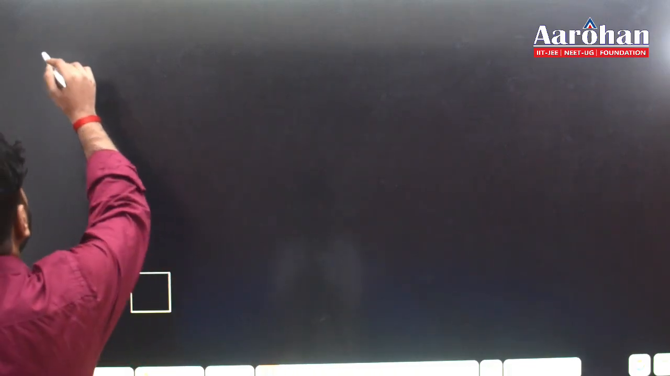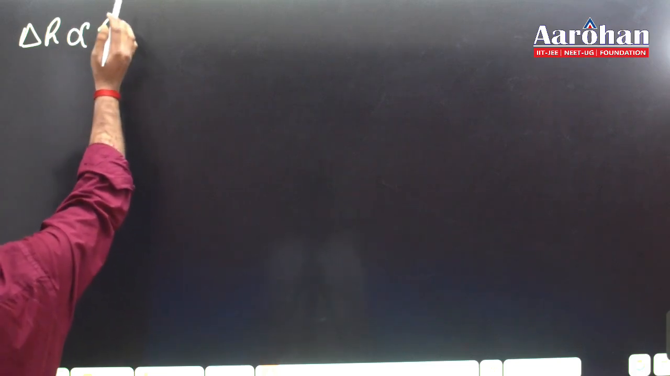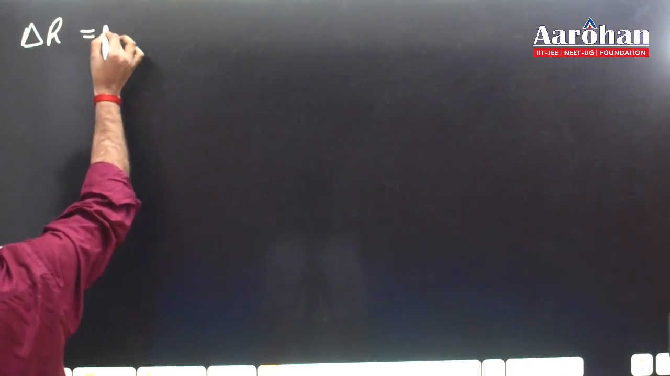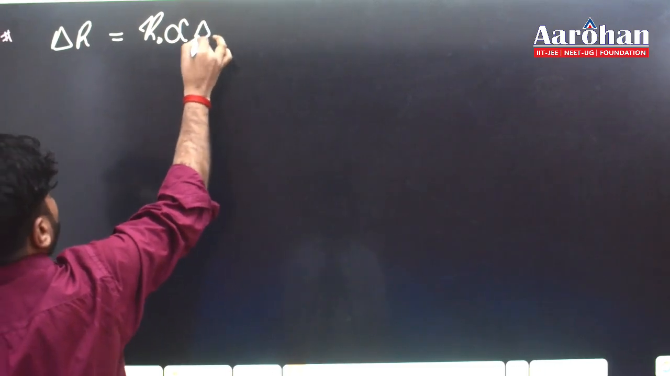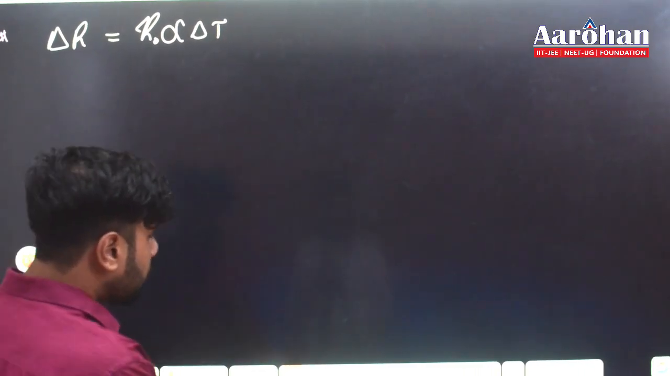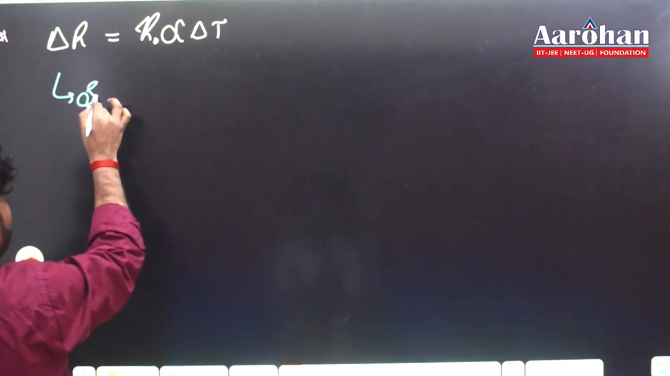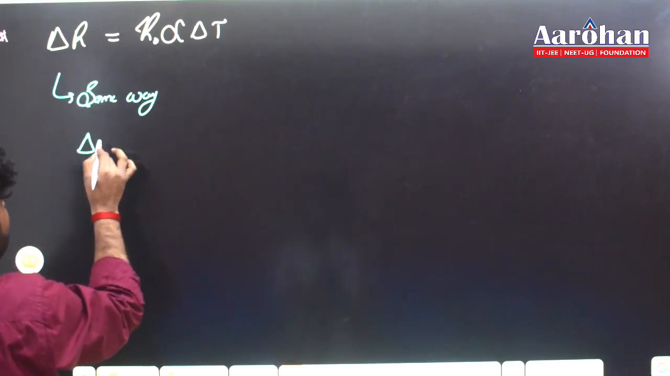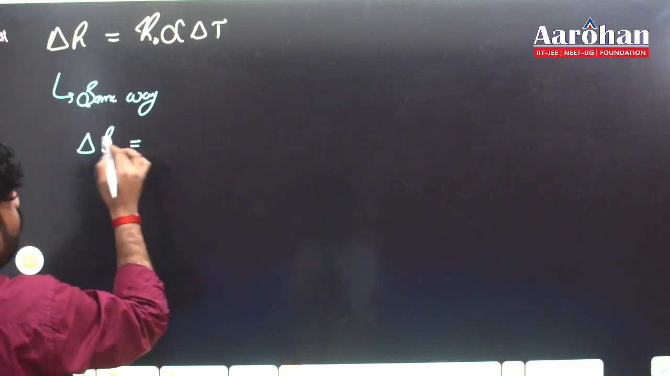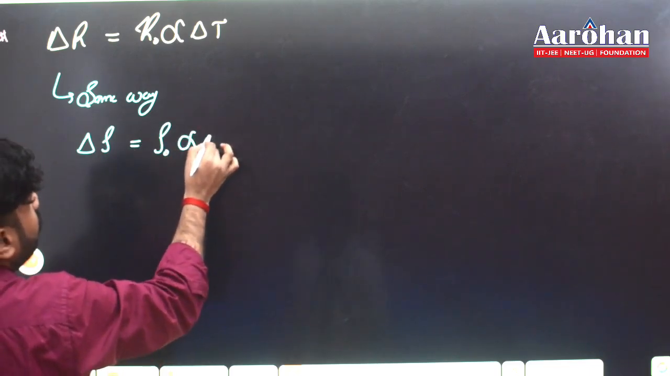See, in the previous class we discussed that change in resistance is directly proportional to the initial resistance. Thereafter we got this relation, R0 times alpha delta T. Right? Similarly, you can get another relation: change in resistivity is also directly proportional to R0 alpha delta T.